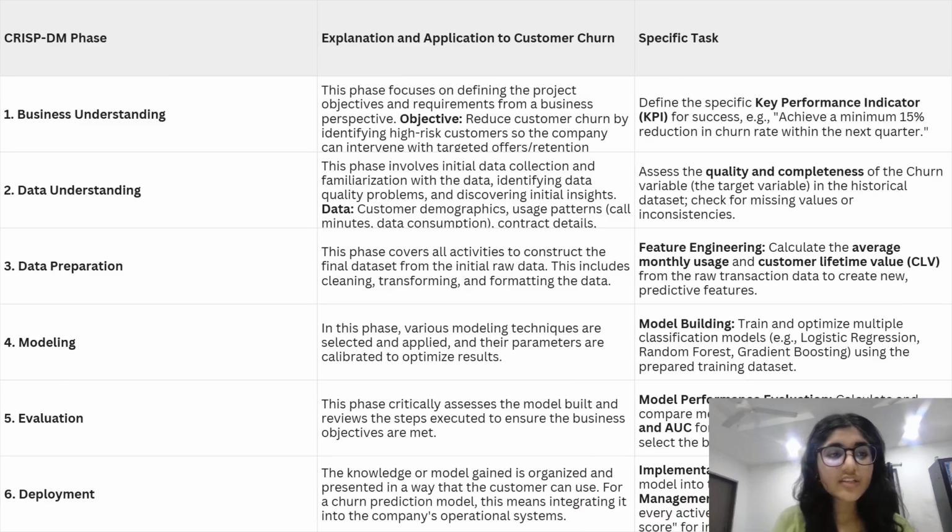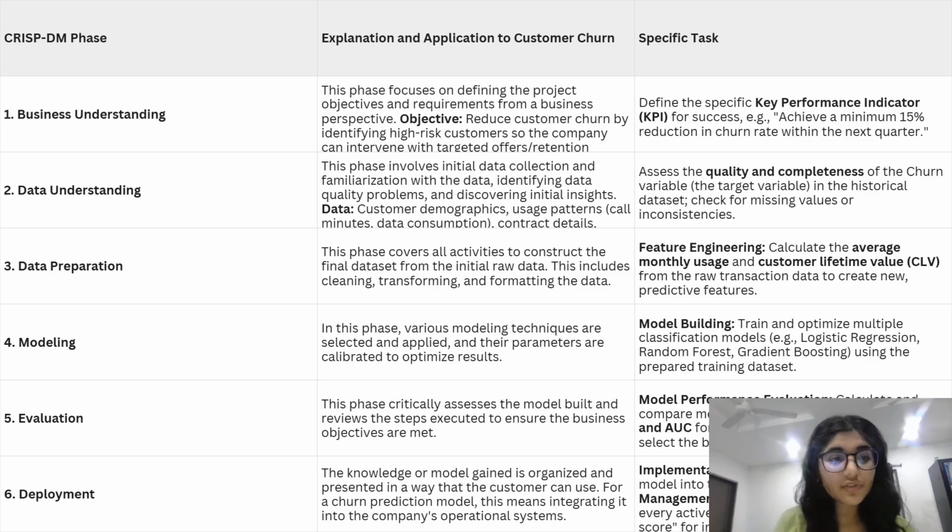So there are 6 phases of the CRISP-DM. The first phase is business understanding. This phase focuses on defining the project objective and requirements from a business perspective. The objective is to reduce customer churn by identifying high risk customers so the company can intervene with targeted offers for retention. Its specific task includes defining the specific key performance indicator, that is KPI, for success. Example: achieve a minimum 15% reduction in churn rate within the next quarter.